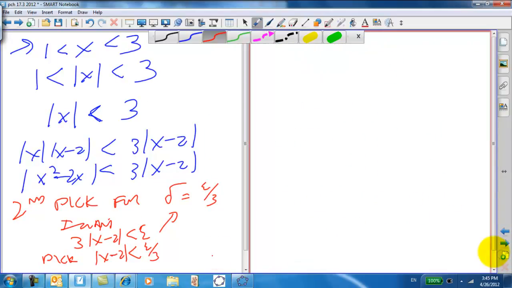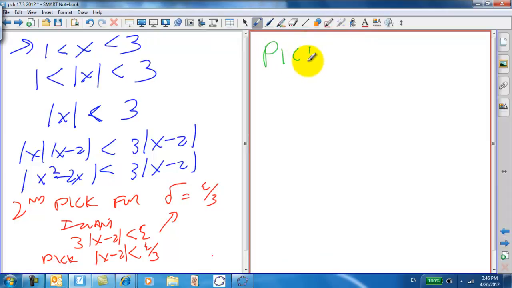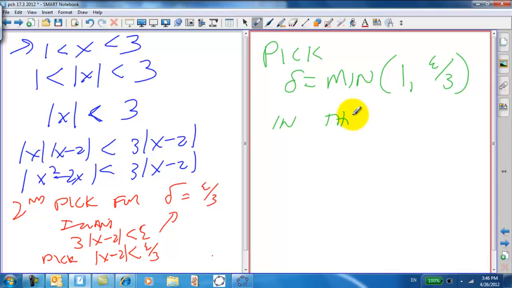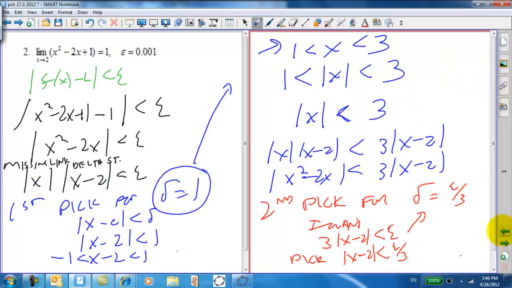So, in general then, we're going to combine the two and say pick delta equal to the min, and you just say min for minimum, of 1 or epsilon over 3. In this case, somebody said, hey, epsilon's 0.001.